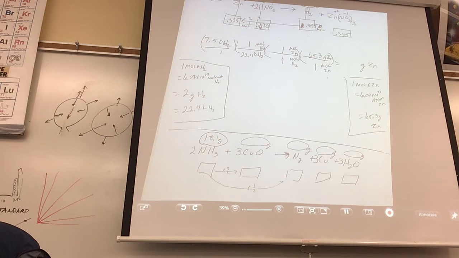Give you a hint. If you want a shortcut, you might as well put all the molar masses. You might as well go ahead and figure out all the molar masses while you're sitting there, okay? That's what I do.